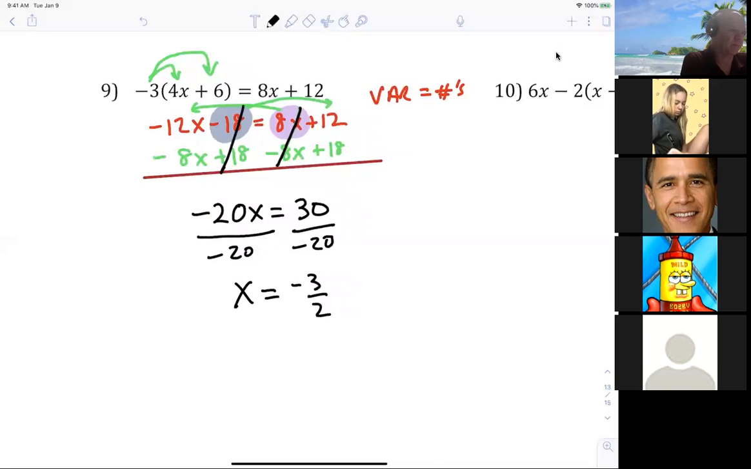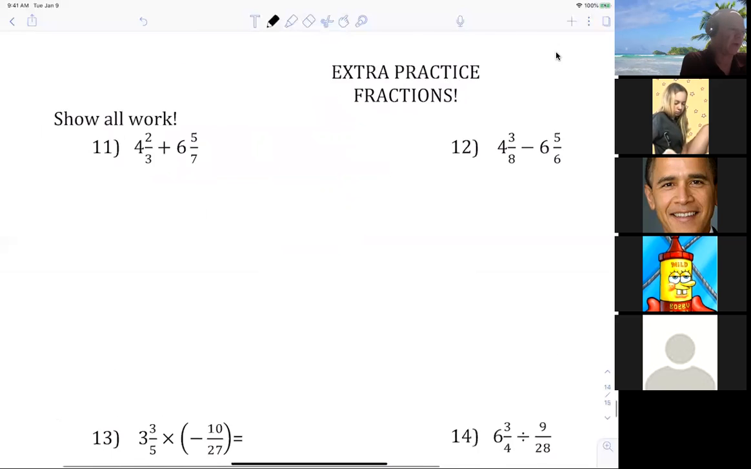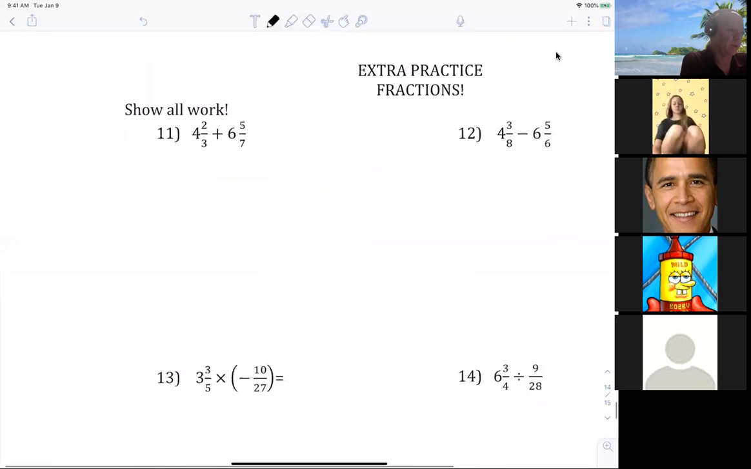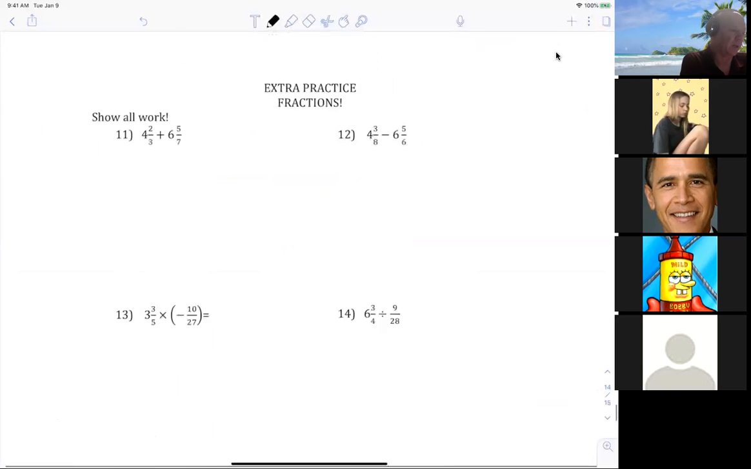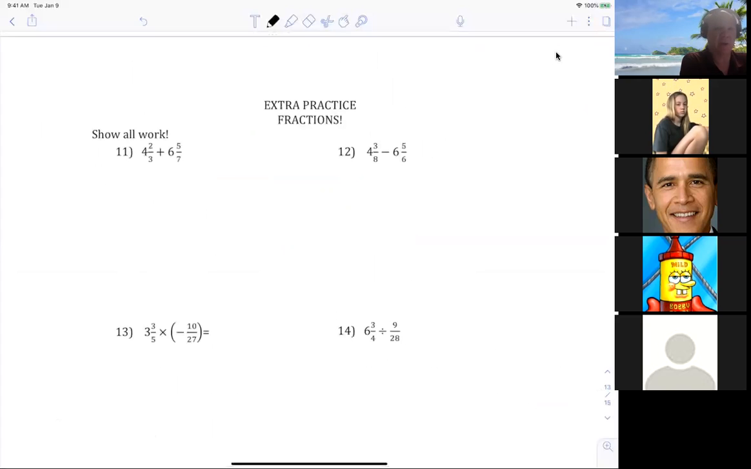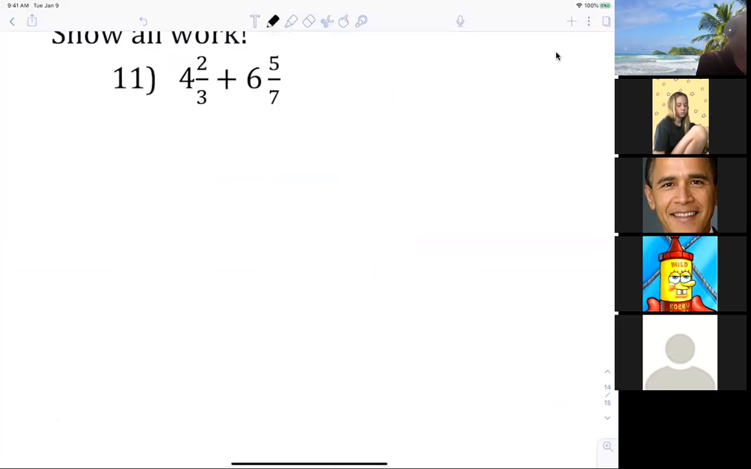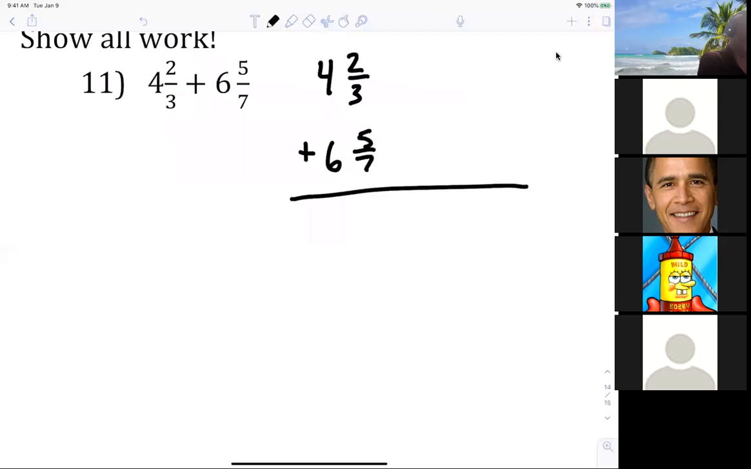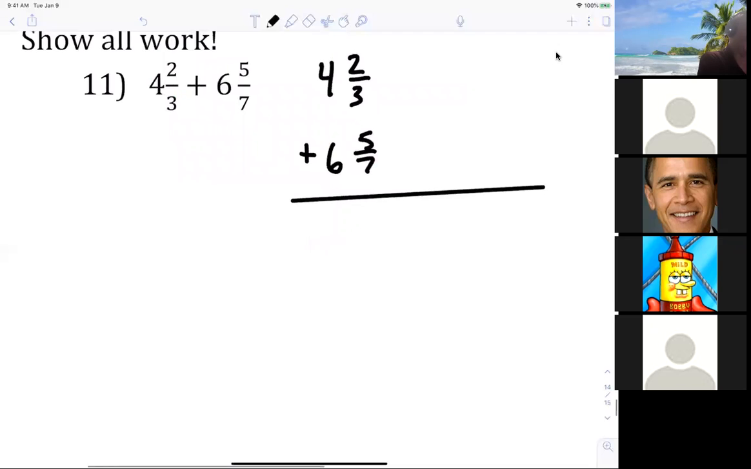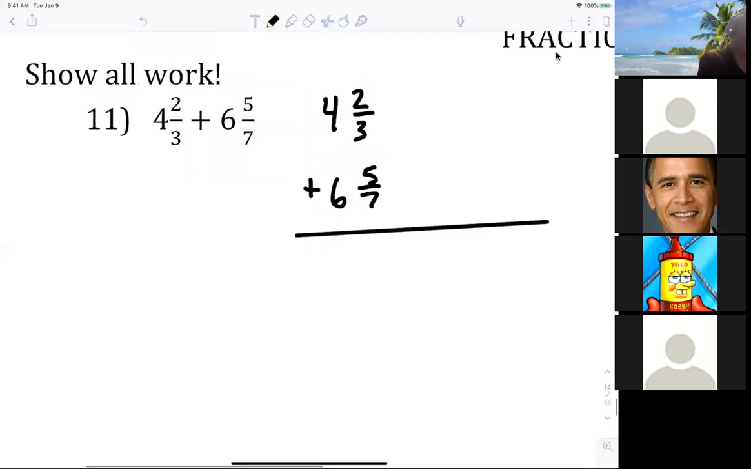All right. Okay. Here we go. Now we're going to do the fractions. And I'm going to do 5 more of these. Adding, subtracting, multiply, dividing. No calculator. Here we go. Common denominator. Now, for me personally, I like to do the fractions 4 2/3 plus 6 5/7. Common denominator is 21.